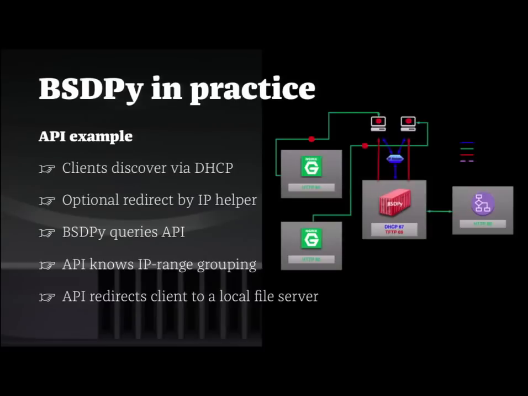Clients check in through various IP helpers with the BSDPy server. They check in with the API that says, well, this one is from the West Coast, so send them to the West Coast. That one is from the East Coast. Kindly go get your boot image from the West Coast file server. That is your local server.